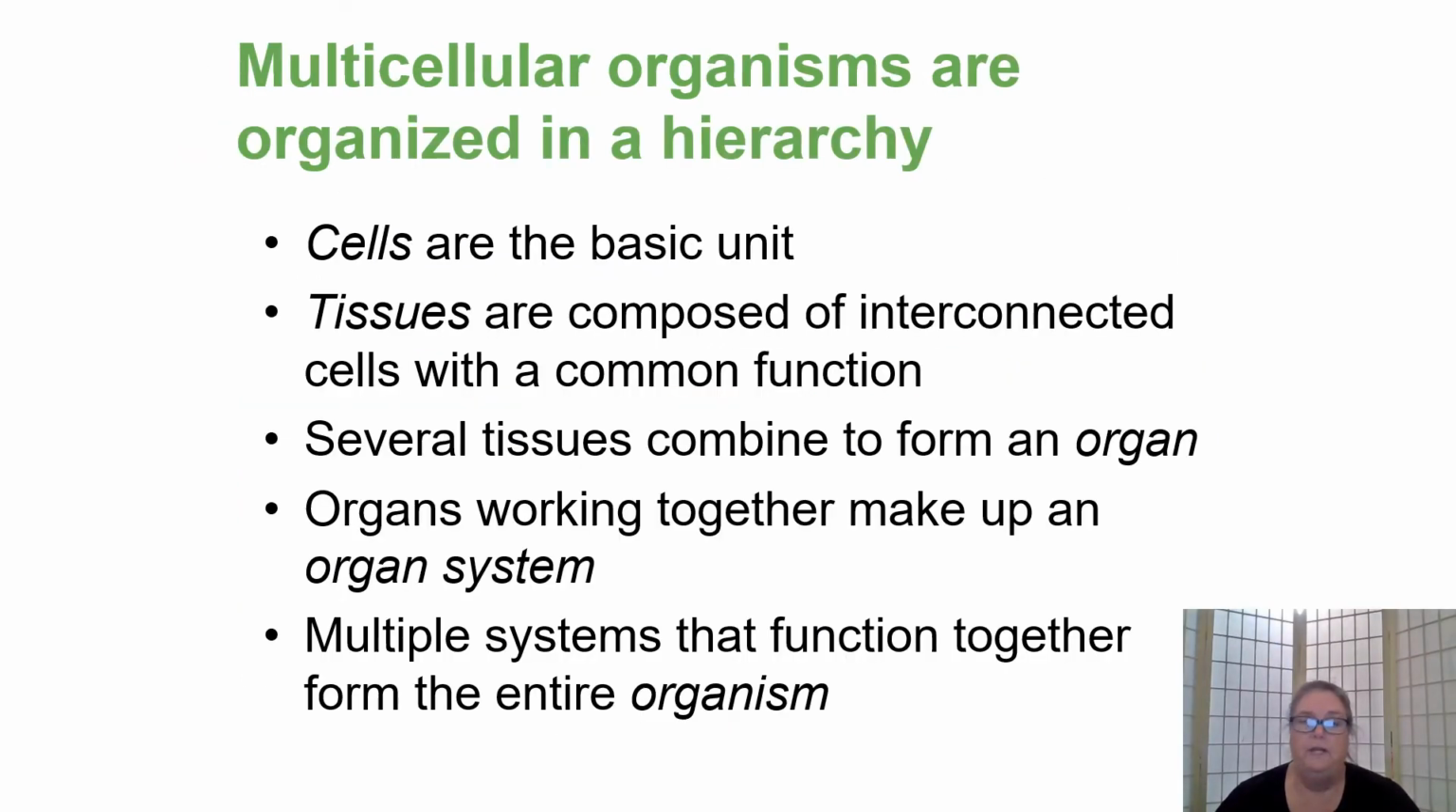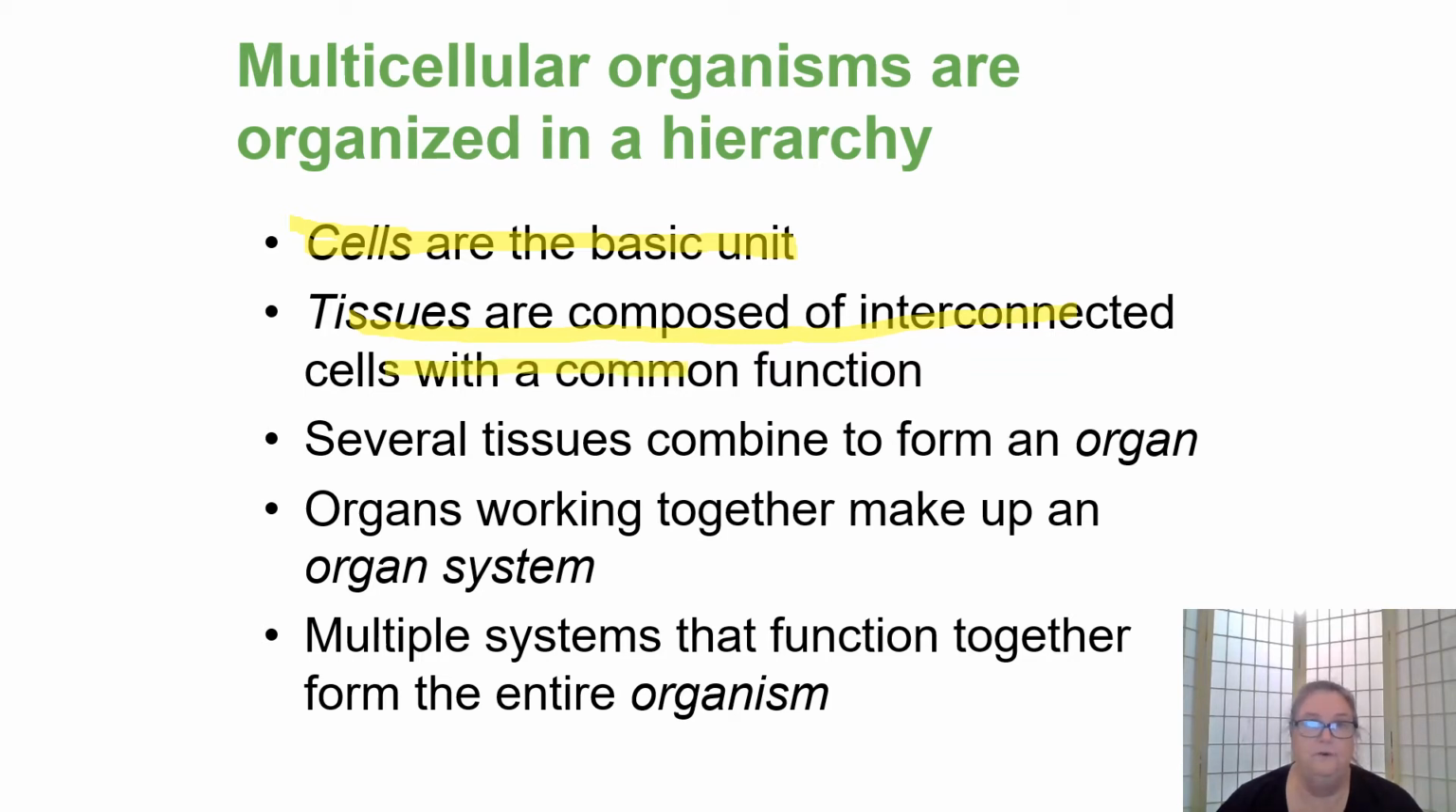The hierarchy, or levels of organization, should seem familiar because we covered them in Chapter 1. So cells are the basic unit of life. That's as small as we can go and still have something that's alive. If we go smaller, we'll have atoms and molecules, and those are not alive. Next up from cells, we have tissues, and tissues are composed of interconnected cells with a common function.